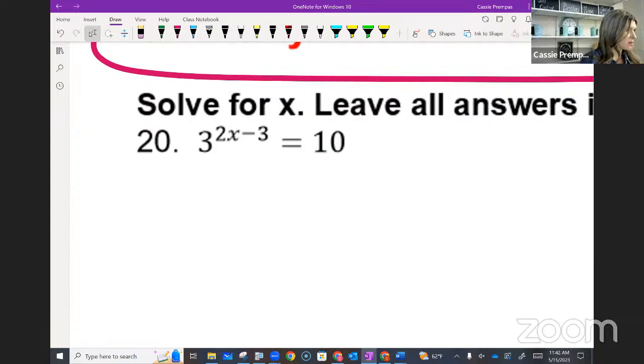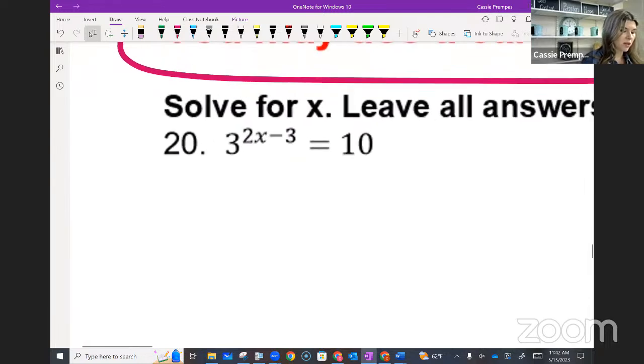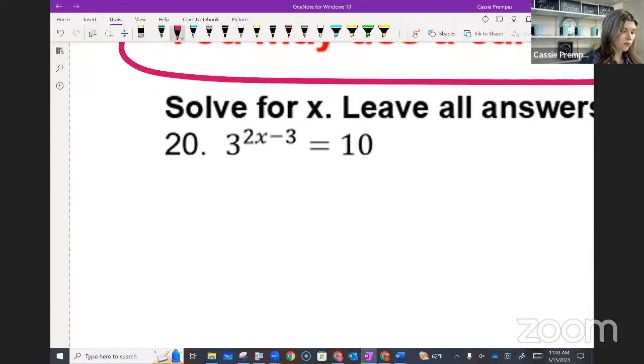Do you guys remember which one's the base? 3 is the base. Step 1 is to isolate the base. The base is by itself here. What would I have to do in the next one? I'd have to add 1. Good. So I'm glad you guys know that. But this one, the base is by itself. How do I solve? I can't write 9, I can't write 10 as 3 squared. It's not that easy. So what would we do?